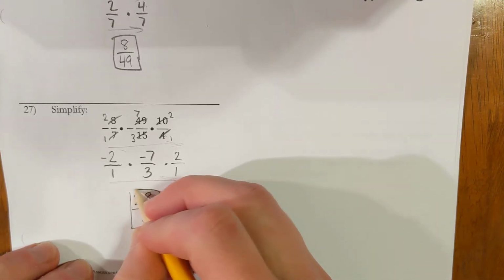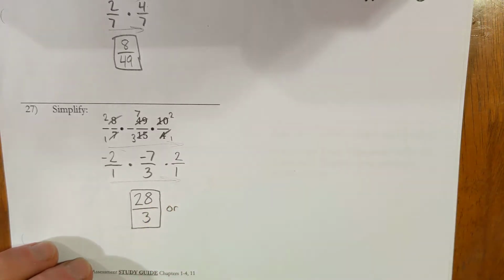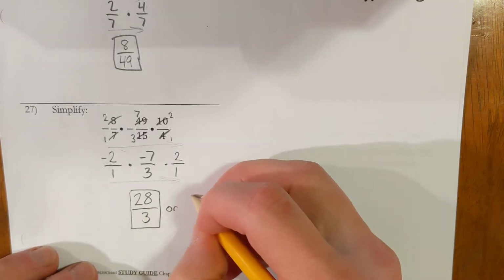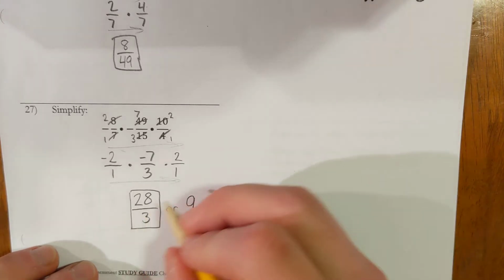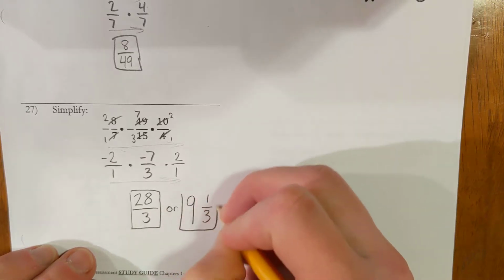I'll also write down some other acceptable answers. We can also change it to a mixed number. So 3 goes into 28 9 times, because that would be 27. And that means there's 1 left over. So 9 1/3 is also acceptable.